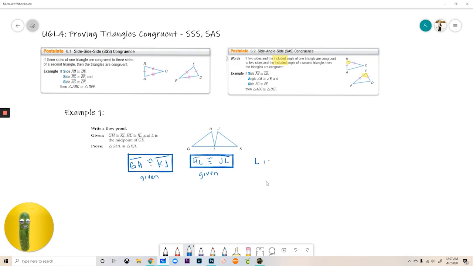And then L is the midpoint of GK. So we talk about this all the time. Whenever you guys have proofs, you always start with the given information, listing out everything we know. Okay. The next piece, we need to figure out what we need.